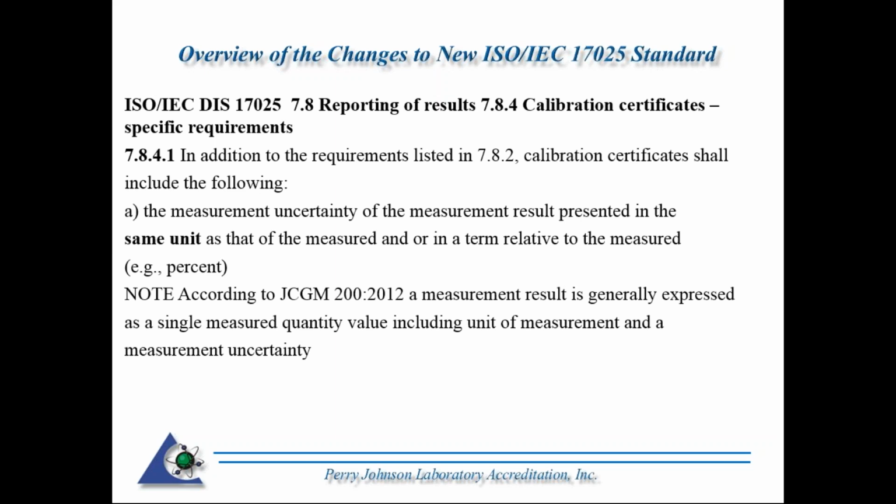7841, the calibration certificate shall include, and this is something I think ought to be included anyway, the measurement uncertainty of the measurement results presented in the same unit of the measured, and/or a term relative to the measured. You can still use a percentage there, but you're not comparing ounces to grams or Celsius to Fahrenheit or whatever the units may be. They have to be in like units. Micropounds to milligrams is something I have seen before. That would have to be either one or the other.